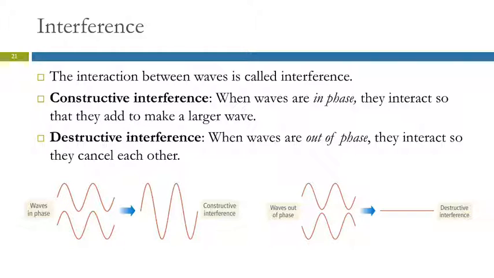So waves interact with each other, and that interaction is called interference. There's constructive interference, and there's destructive interference. So if you have two waves that are in phase interacting with each other, they will add, and their amplitude will get larger. If you have waves that are out of phase, here this one's going up when that one's going down, if those are perfectly out of phase, they will add up to be nothing.